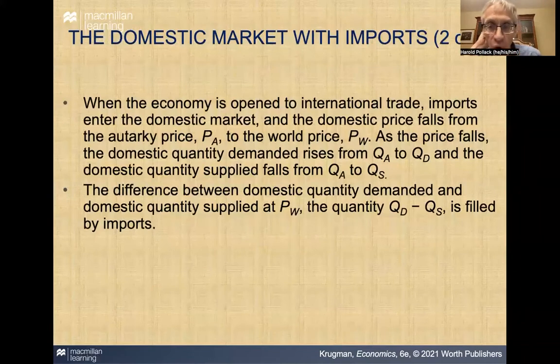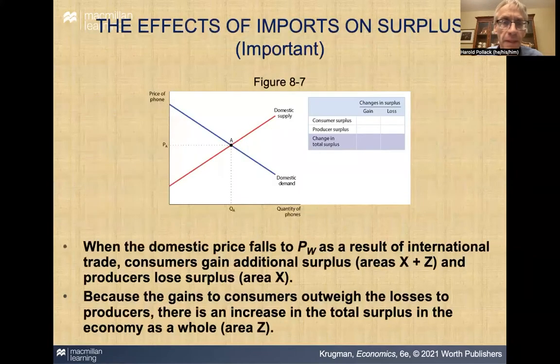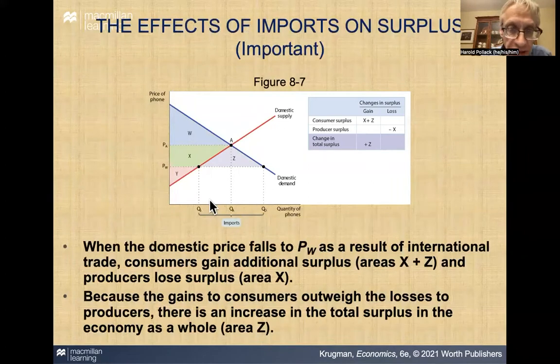So when the economy is open to international trade, imports enter the domestic market, domestic price falls, and as the price falls, demand increases, and so on. I think I pretty much said everything on the slide. Right? So what's happening, if we just hit the advanced key a bunch of times, it's worth going over this again.